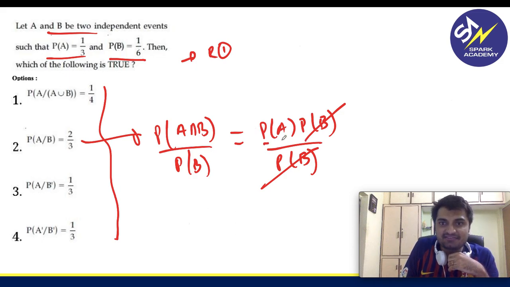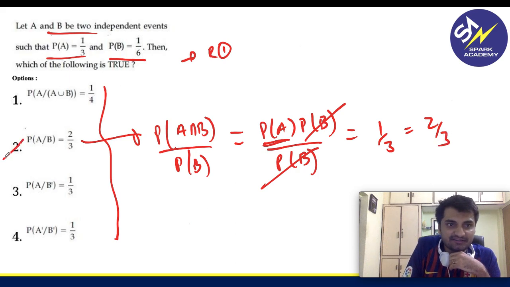So what are you getting, guys? This is like P of A. What is P of A? 1 by 3. Is 1 by 3 equal to 2 by 3? Not possible, guys. What about this?